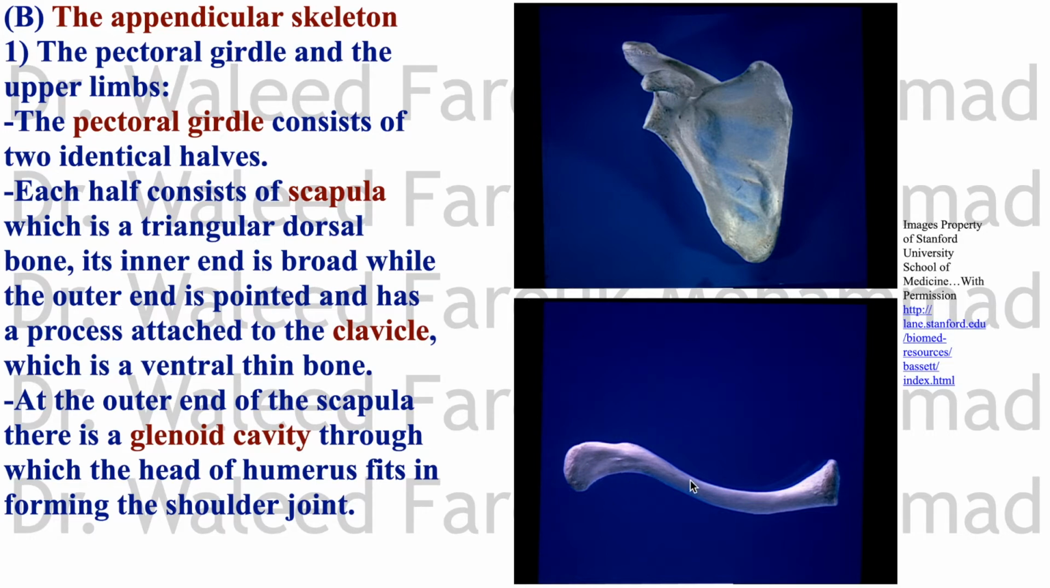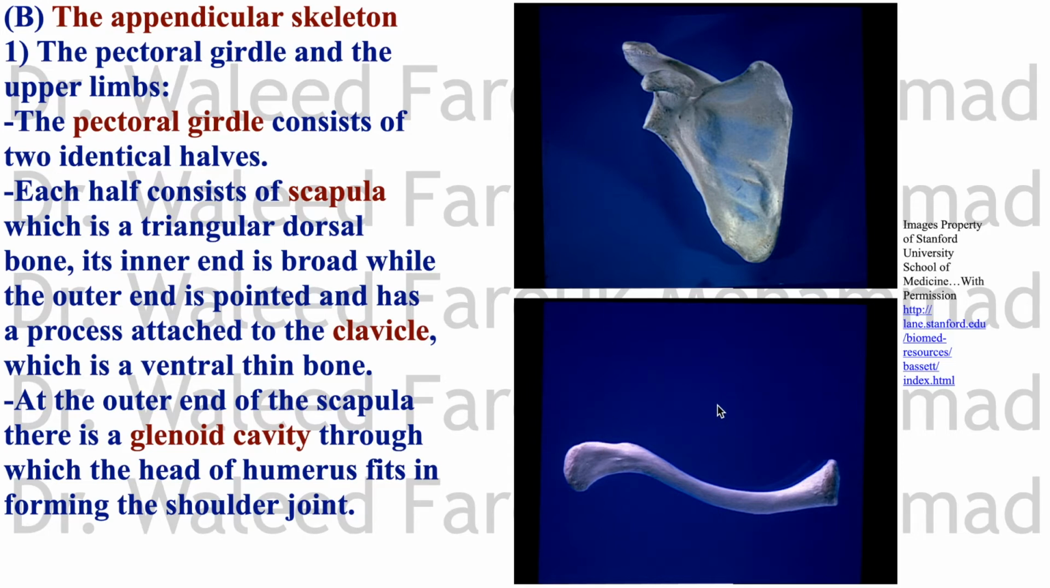This bone is called the clavicle, أو بالعربي اسمها عظمة الترقوة. The clavicle connects to the scapula, and the clavicle is the only bony connection of the upper limb to the body by articulating with the sternum. Okay, in this part the clavicle articulates with the sternum, and there are no other articulations between the scapula or clavicle with the body.